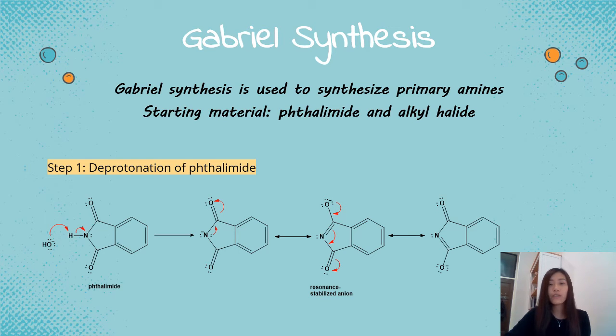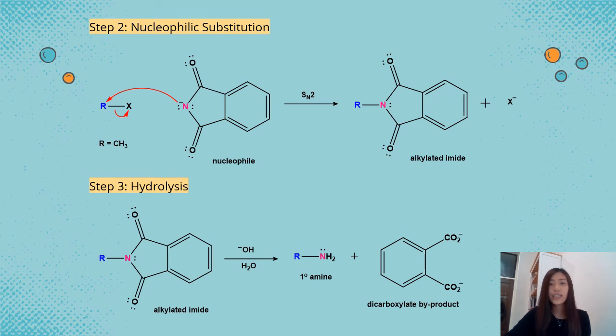Gabriel synthesis begins with the deprotonation of phthalimide to form a resonance stabilized anion, which will serve as a nucleophile for the next step. The deprotonation takes place by using a base like potassium hydroxide. The next step is the nucleophilic substitution, where the nucleophile reacts with the unhindered alkyl halide in an SN2 reaction to form a substitution product, which is the alkylated imide. The final step is the hydrolysis of the alkylated imide with aqueous base to form primary amines and a dicarboxylate byproduct.